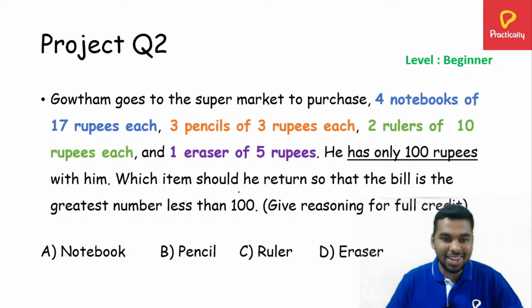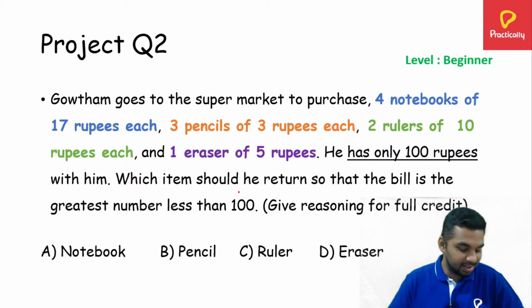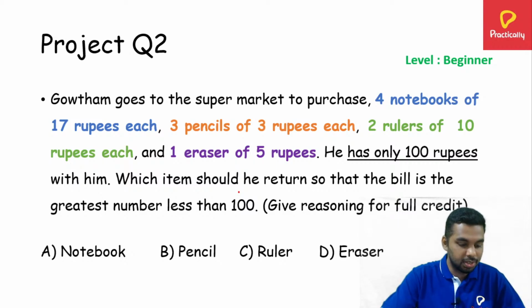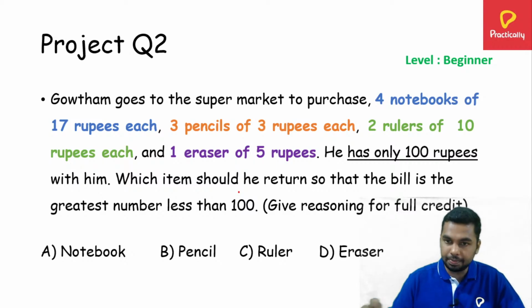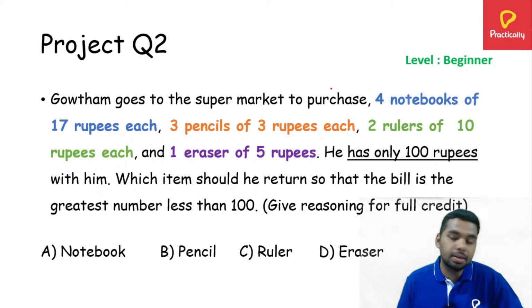Yes, many of you have given the answer. The answer is pencil. Good that many of you have already solved for this. So let us just solve it quickly here. The entire problem is that you'll have to compute what is the total rupees. Okay, so 4 notebooks, 17 rupees. So 4 times 17. What is 4 times 17? You do 4 into 20 and you can subtract 12. Why 4 into 20? Because 17 is closer to the base 20, which is a multiple of 10.